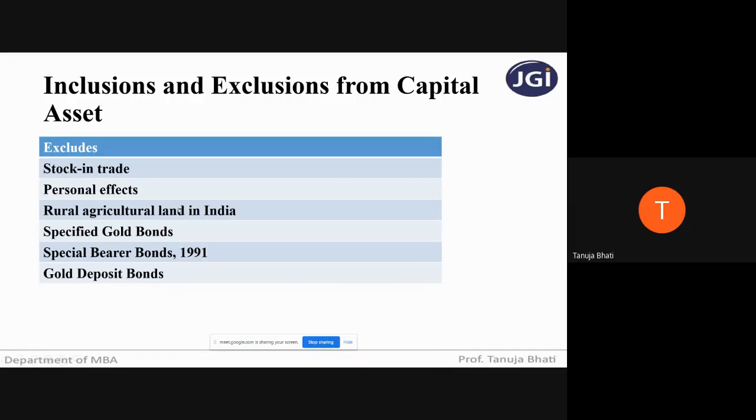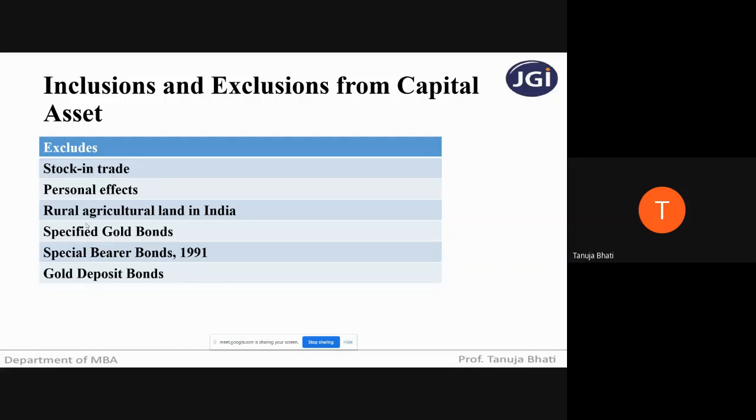Next, rural agricultural land in India. Any agricultural land in India is not going to be a capital asset. There are certain exceptions: land which is situated within the jurisdiction of a municipality is treated as a capital asset. They have given distances, like up to 2 kilometers from the cantonment board. If the rural agricultural land is there and the population is between 10,000 and 1 lakh, then it is not considered a capital asset.